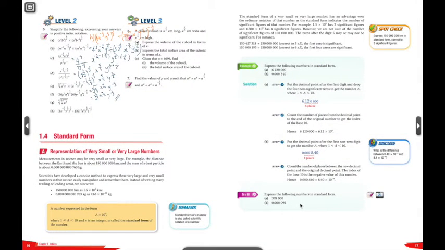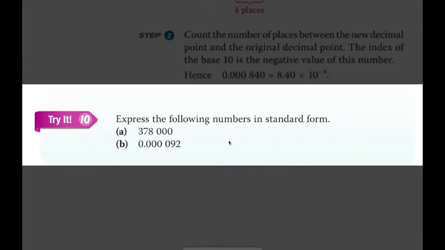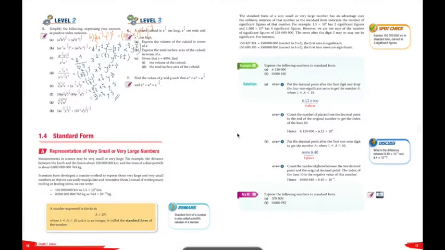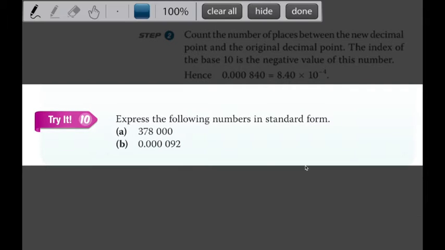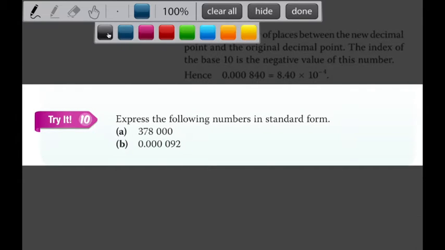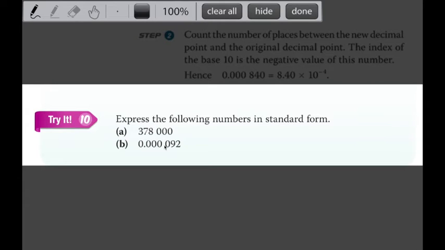whole numbers. Now, for example, try 10. You want to express this number in standard form, right? So now, if you want to express, for example, 378000 in standard form, what you want to do is there is an imaginary decimal here, and you want to move it forward. So we divide by 10, 10 square, 10 cube, 10 to the power 4, 10 to the power 5. So what you have is 3.78 times 10 to the power 5.